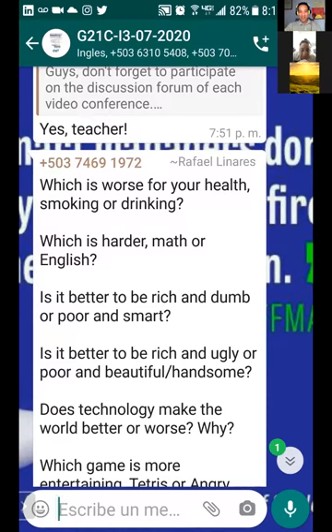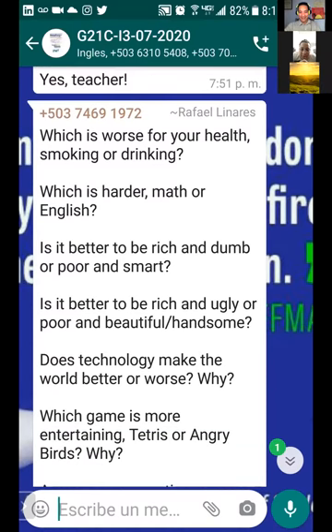I agree. Next question. Is it better to be rich and ugly or poor and beautiful, handsome? I think ugly, poor, for me it's better, beautiful and handsome. No, for me, to be rich and ugly, because if you have the money, you can do everything with your body. You can make surgeries. You can buy makeup. I don't know. Good job. Okay, next question. Keep going. Get the idea. That's the point.